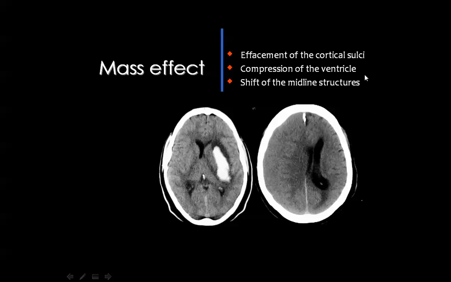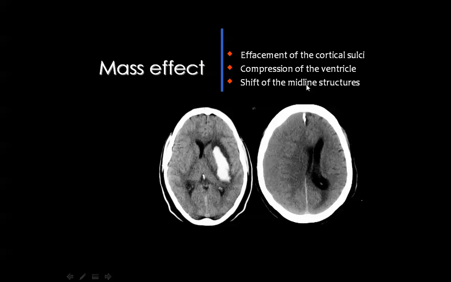Number one is the effacement of the cortical sulci, which means that on the same side of the lesion you cannot see the normal cortical sulci on the surface of the brain. Look at the normal hemisphere and you can see cortical sulci on the surface of the brain. And here, because of the lesion, which is an isodense lesion, you cannot see the cortical sulci.